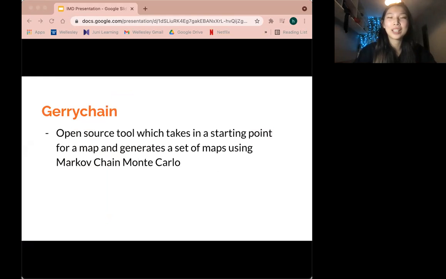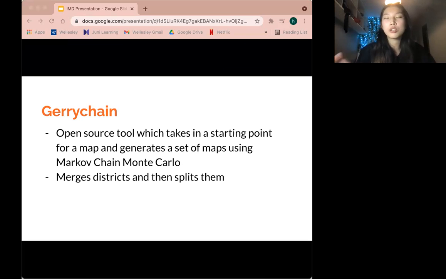Okay, so first, to generate the maps, we used an open source tool called Gerrychain, which takes a starting point for a map and generates a set of maps using Markov Chain Monte Carlo. In simpler terms, it just forms new redistricting plans in steps. We use specifically something called recombination, or ReCom for short. In this process, at every step, it randomly merges two districts together and then splits them up. And it uses metrics of fairness, like equal population size, contiguity, and good shape, to test whether the map currently being generated is getting better.